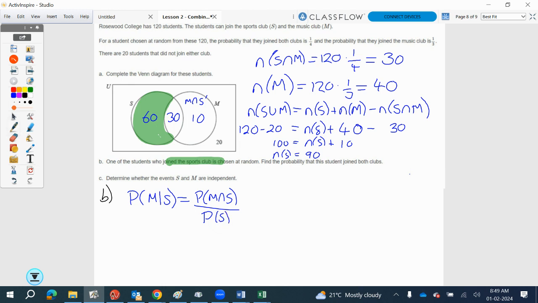When you work out these probabilities, you're dividing by the total, and the total is the same in each case. So you don't actually need all of that. You can do the number of elements in M intersection S over the number of elements in S. These are the same. So M intersection S is 30, and S is 90. So this is 1/3.